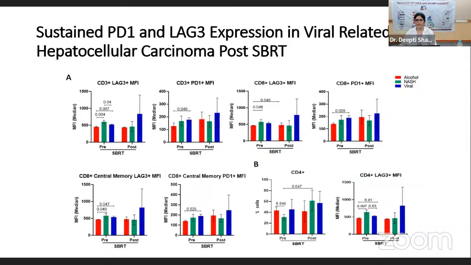What we have found is that there is an increase in PD-1 expression in patients with viral-related HCC as compared to NASH-related HCC. So although it's a pilot study, we can say that because of the increase in PD-1 expression, these patients should be preferred for immunotherapy as well, and they might respond to immunotherapy in future.